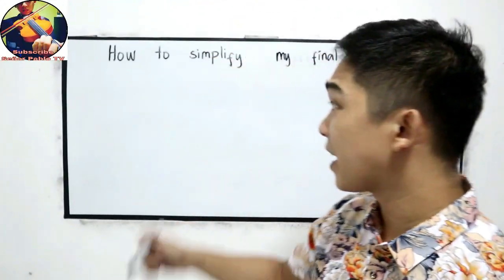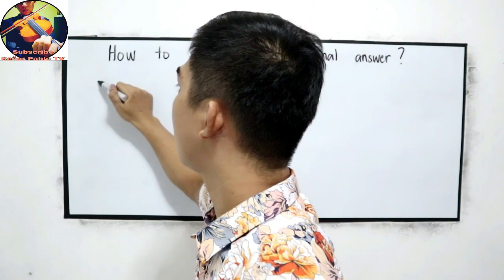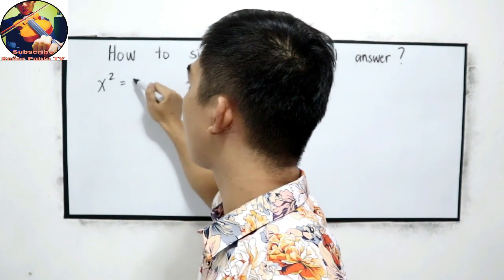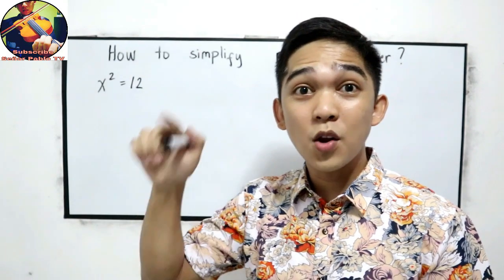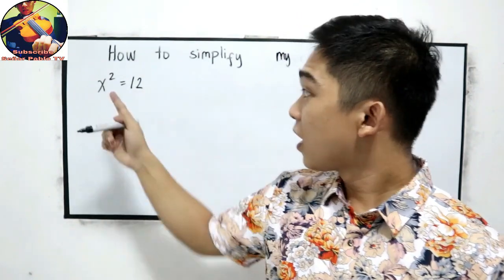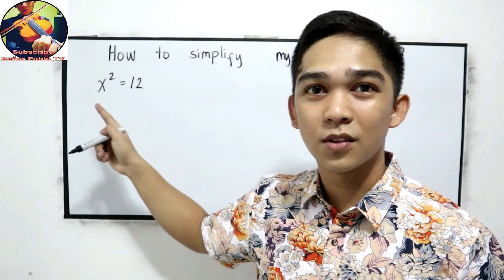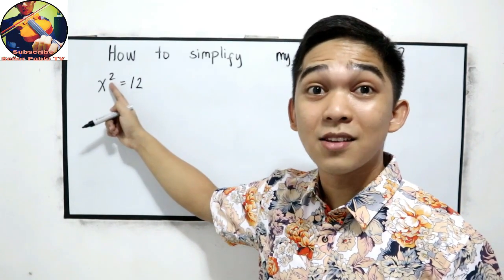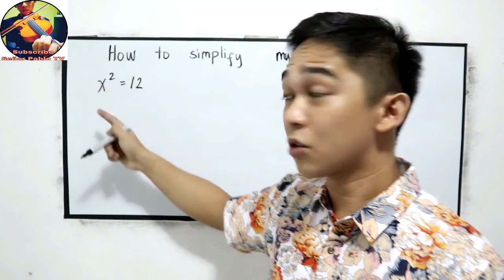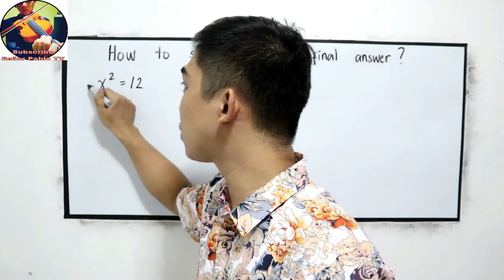So that ends our first. So how to simplify if the given is x squared is equal to 12? Okay. One of our viewers asked this question. So we know that we need to eliminate the square. So to eliminate the square, we need to get the square root.